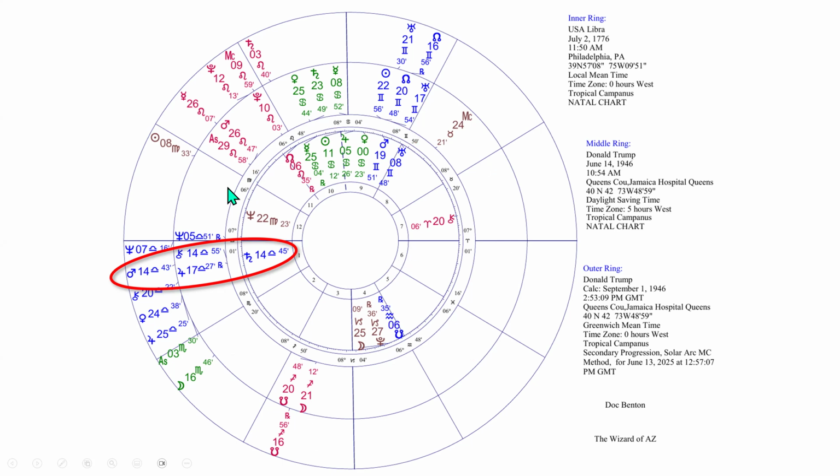The middle chart is Donald Trump's natal chart, and the outer chart on this outer ring is going to be his progress chart, progressed for the time of his solar return. And the most important thing we see in this chart is Mars conjunct Chiron conjunct Saturn. 14 degrees, 14 degrees, 14 degrees.